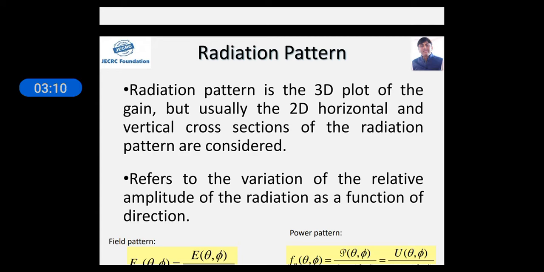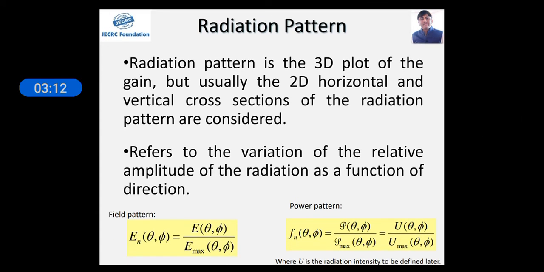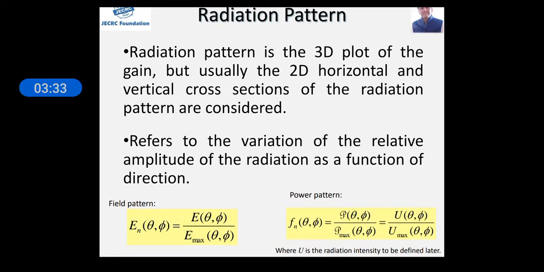So the ideal or standard radiation pattern is the 3D plot of the gain, but usually it is very difficult, so we use 2D horizontal or vertical cross section of the radiation pattern for consideration. It refers to the variation of relative amplitude of the radiation as a function of direction. As we can see, these are the formulas to find out the values or amplitudes of the points to be marked in the 2D radiation plot, which is a function of theta and phi.